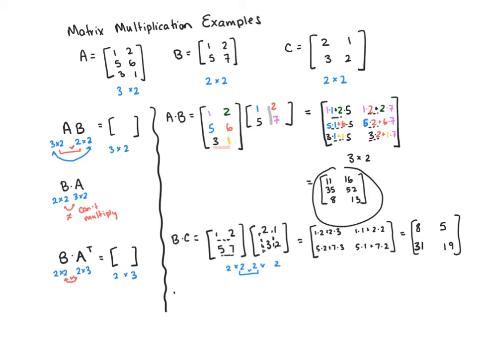Okay, so let's do one more. Sorry, that was B times C. Let's actually look at what C times B is. So that's going to be 2, 1, 3, 2 times 1, 2, 5, 7.